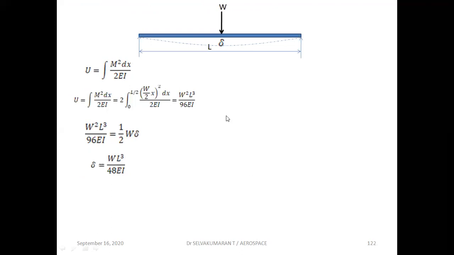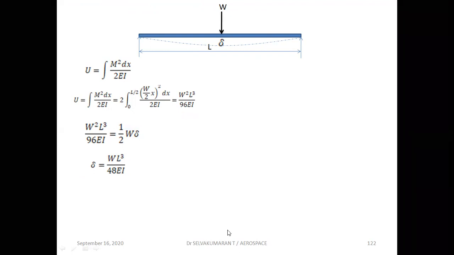Let us apply the strain energy stored due to bending expression to get the deflection for the given simply supported beam subjected to a point load W at the middle. We know the support reactions: the given beam is symmetric, and the support reactions will be W by 2 here, W by 2 here. And how to write down the equation, for example, if we try to write the equation for this, U is equal to integration of M squared dx.